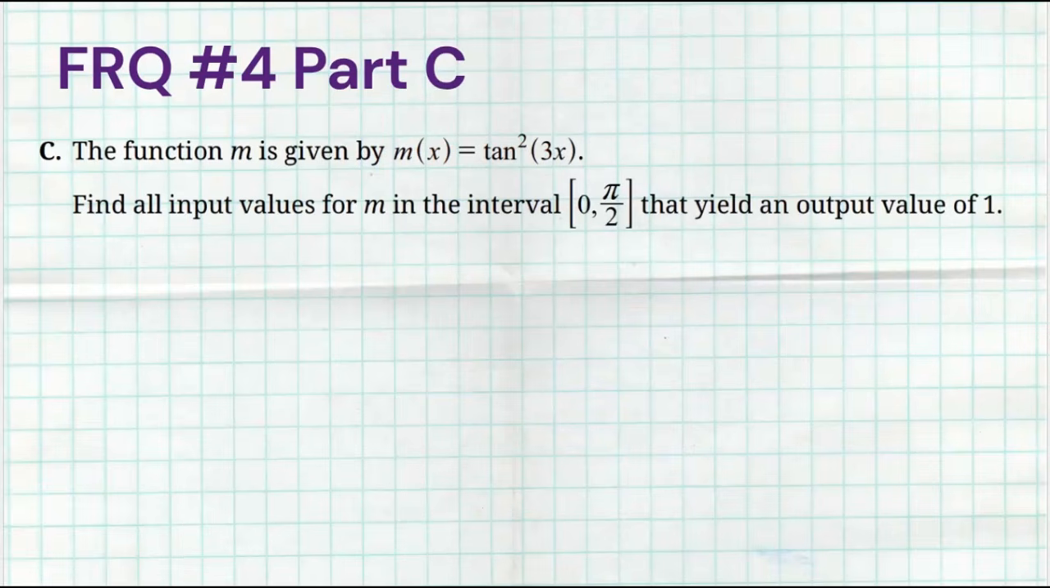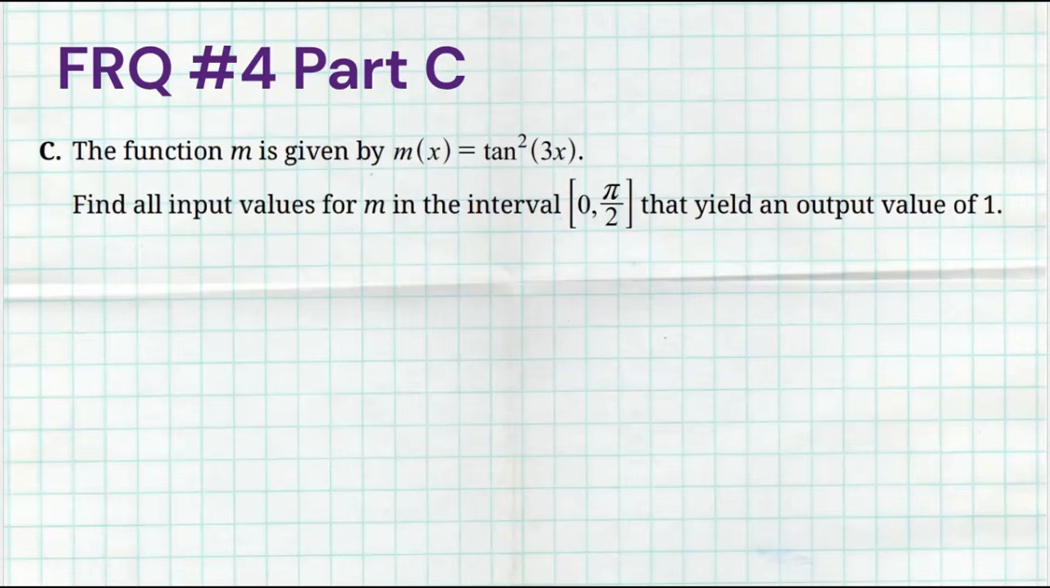This question had a little bit of trick to it that might prevent some of you from getting full points, but you never know. We don't know the full scoring rubric yet, but I'll walk you through it. So we were given m of x equals tangent squared of 3x, and we want to find all input values for m on the interval 0 to pi over 2 that yield an output of 1.